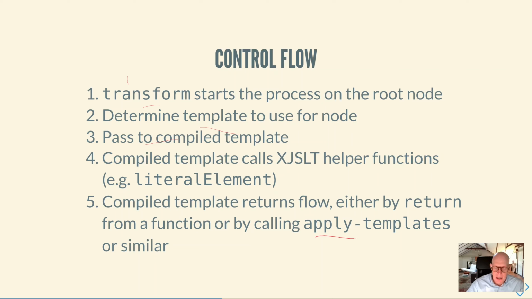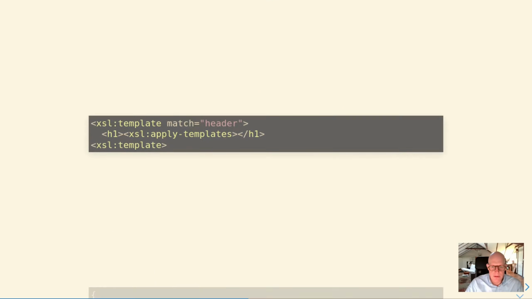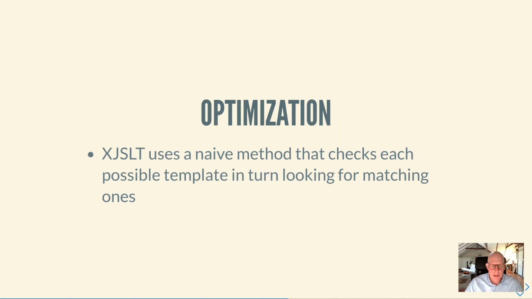That's very high level. I hope that made sense. I can go into it more in Q&A perhaps, and obviously you can look at the code to see how it works. But basically, control is passing back and forth between compiled code and XJSLT helper functions. So that's how the compilation process kind of works.